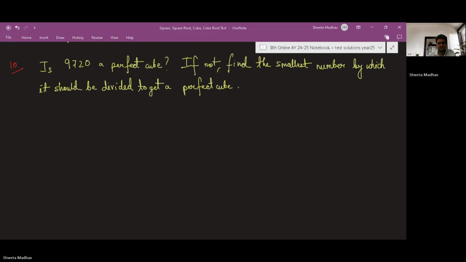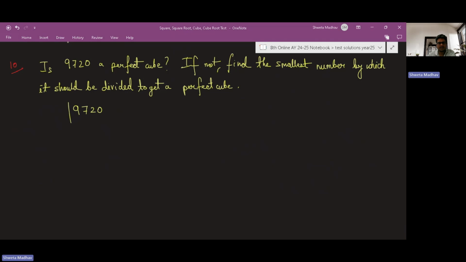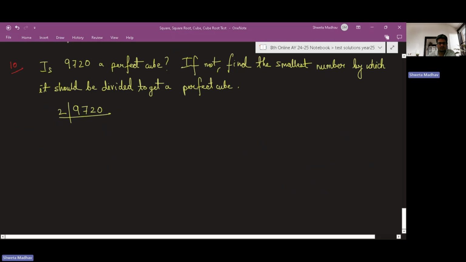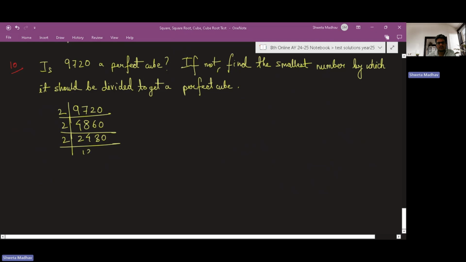So we have to do the prime factorization of 9,720. So with 2 we will take. 2 fours are 8, 2 eights are 16, 2 sixes are 12. Then 2 twos are 4, 2 fours are 8, 2 threes are 6. Then 2 ones are 2, 2 twos are 4, 2 fives are 10.